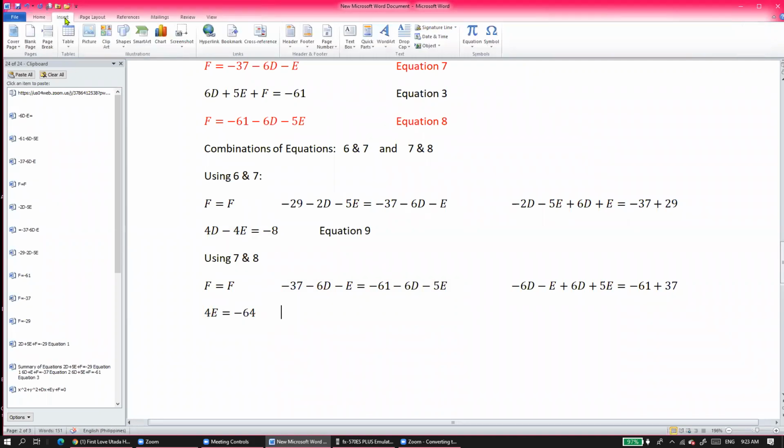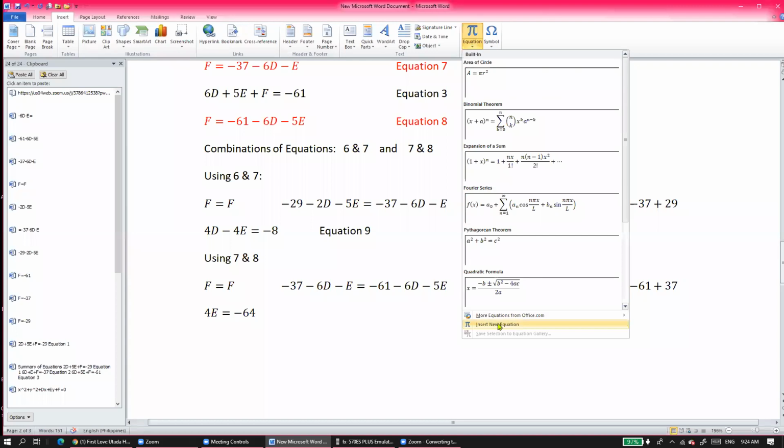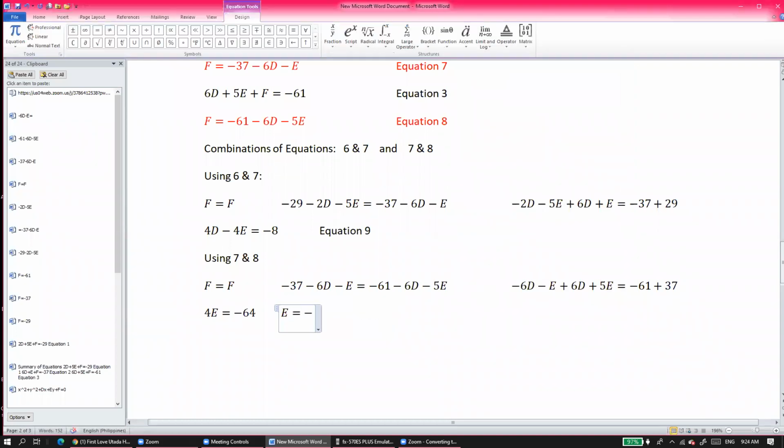What do you think is the value for e here? Anong value ng e natin? What do you think? If I will divide both sides by 4. What do you think is the value of e in this situation? Hello mga anak? 26, sir. Ilan? Hindi. 16 po. Negative 16. Yan. Negative 64 divided by 4 is negative 16.